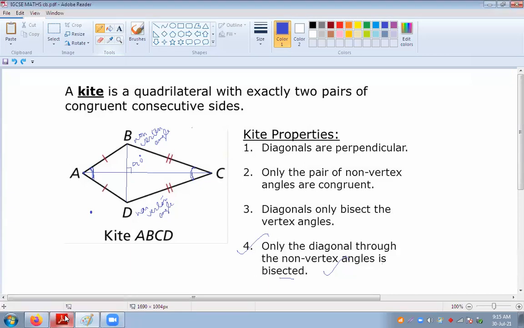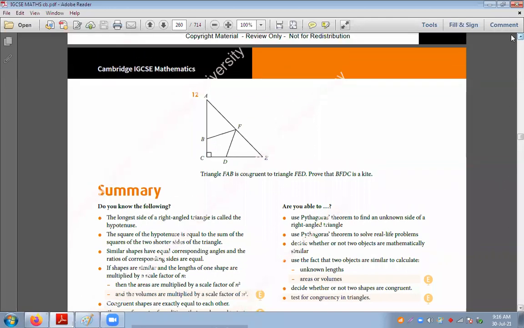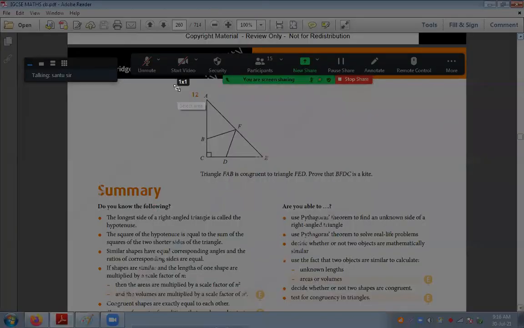Now come to our sum. How will you prove that this is a kite shape? First, you have to prove that it has two pairs of congruent sides. Okay, first let me take this.